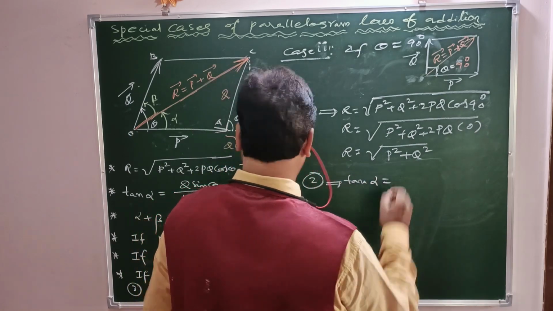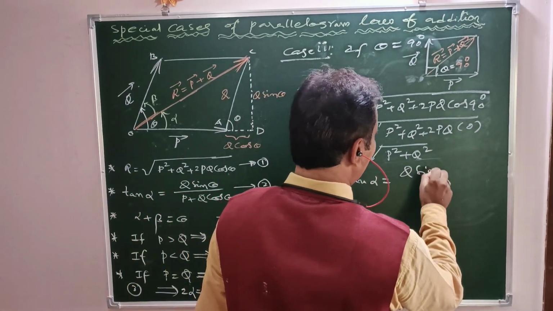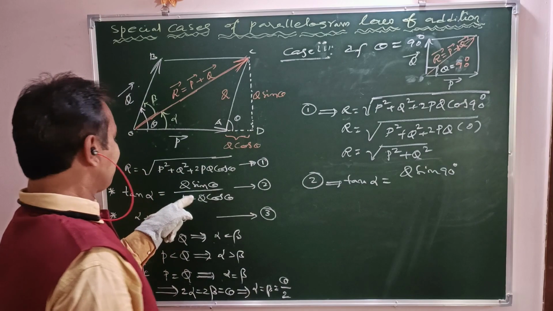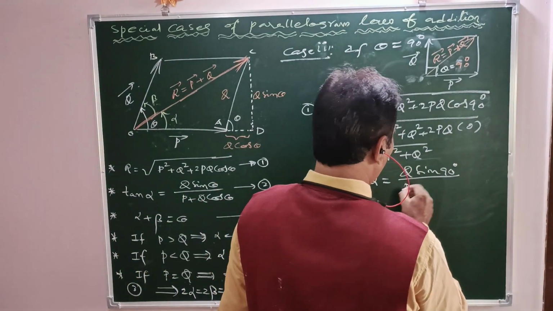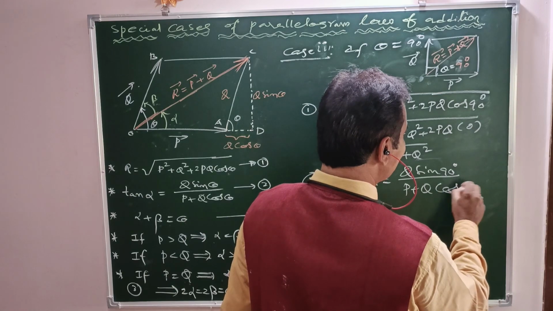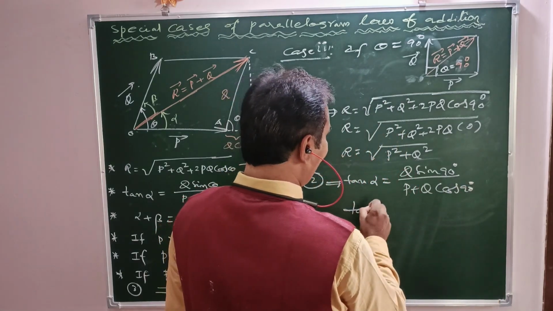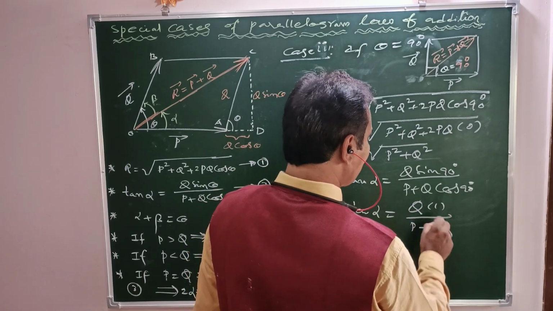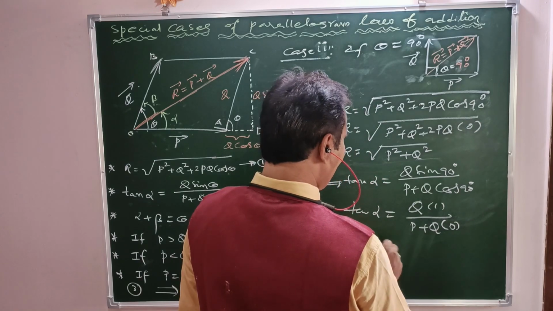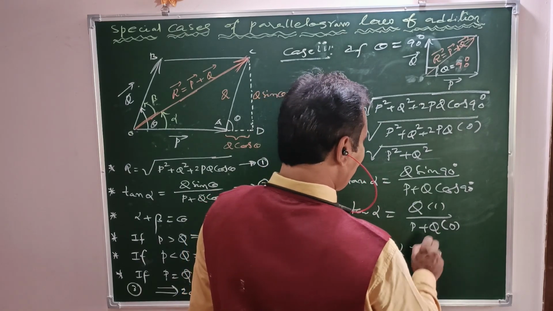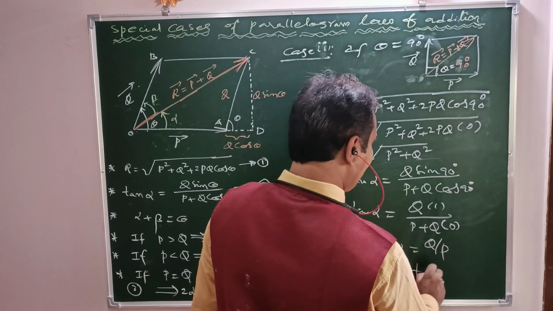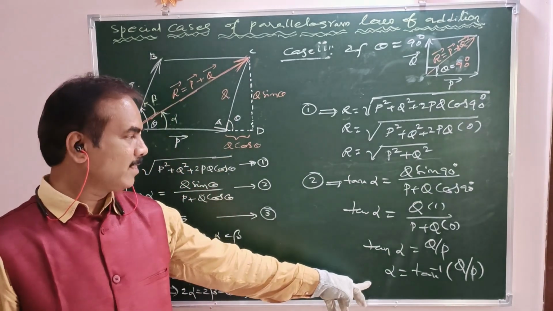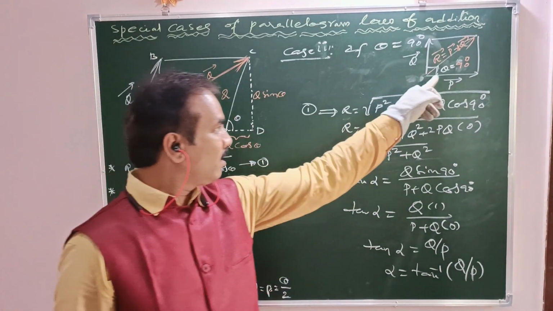Tan alpha equal to Q sin theta by P plus Q cos theta. What is theta now? The angle between the parent vectors, 90 degrees. That is tan alpha equal to Q into sin 90, which is 1, divided by P plus Q into cos 90, which is 0. So tan alpha equal to Q by P, and alpha equal to tan inverse Q by P. This is the angle made by the resultant with one of the parent vectors, that is P bar.